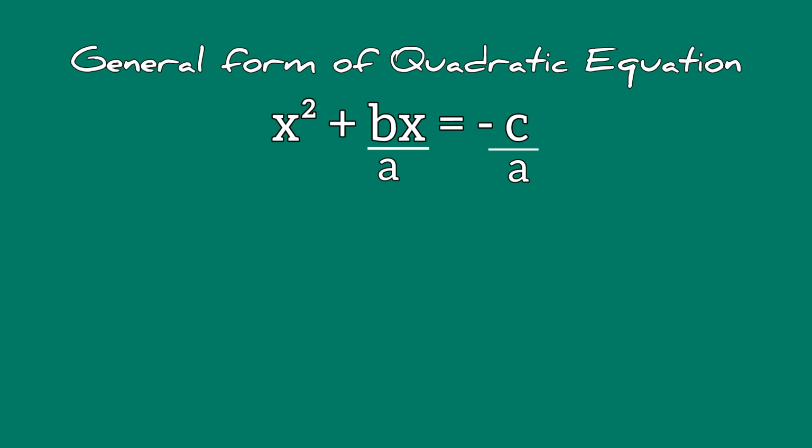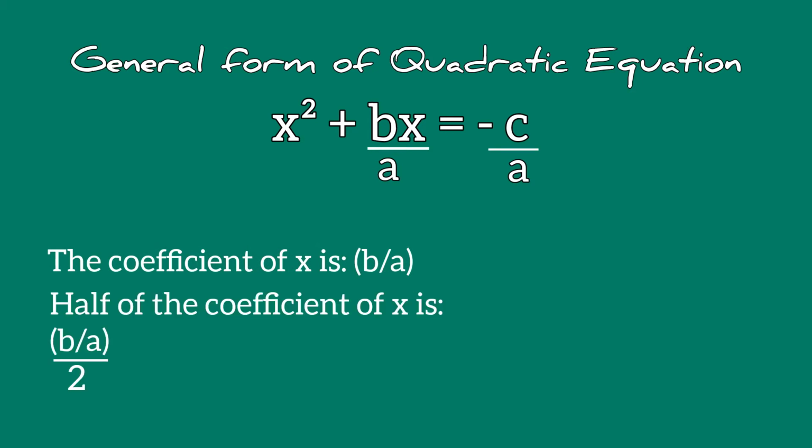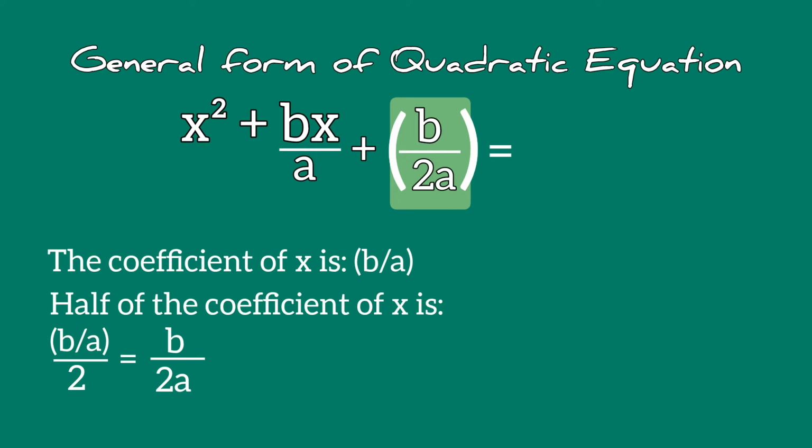Now, we need to add something to the left of the equation to make it a complete square, so that we can factor it out. To make the equation on the left a complete square, we add half of the coefficient of x. And the coefficient of x is b over a. And half of the coefficient of x is. Simplifying, we get. And we add b over 2a to the left of our equation. Then square it. To the right side we add the same quantity.